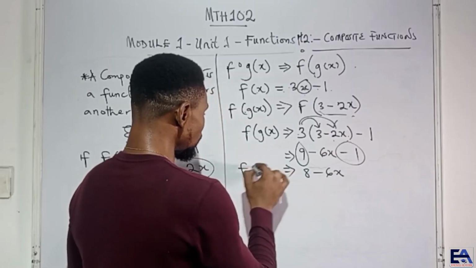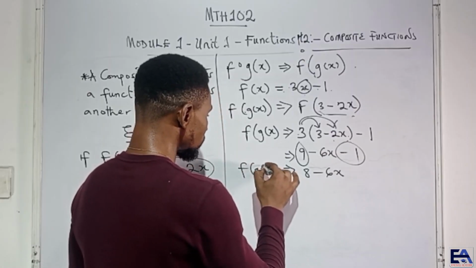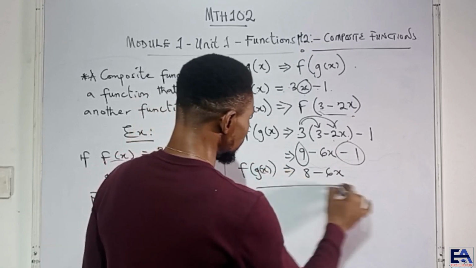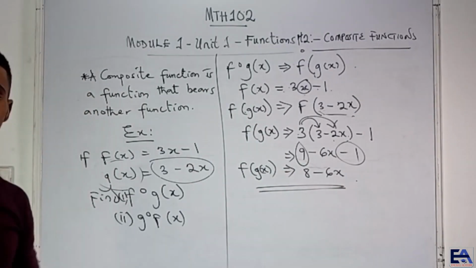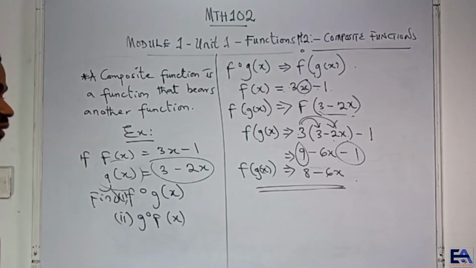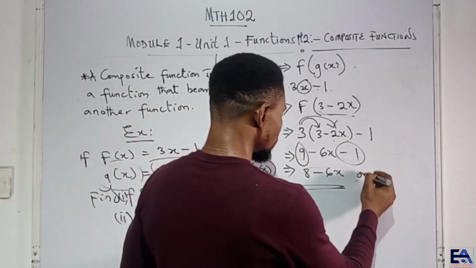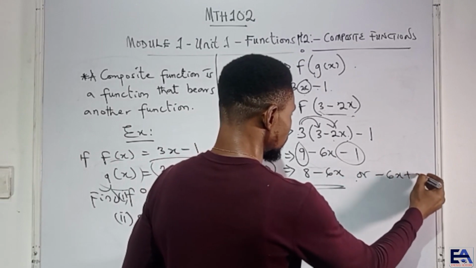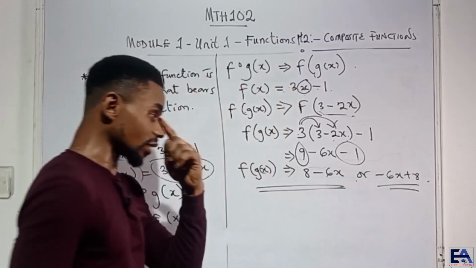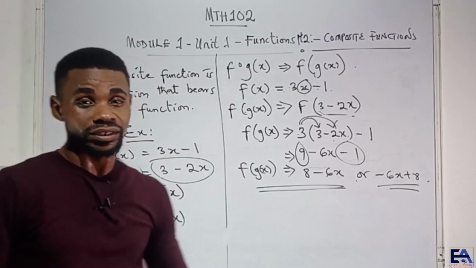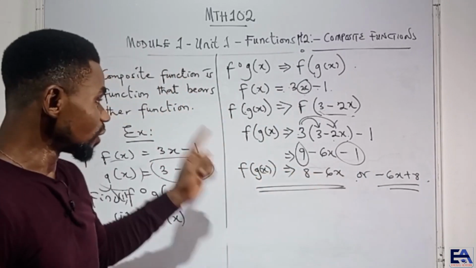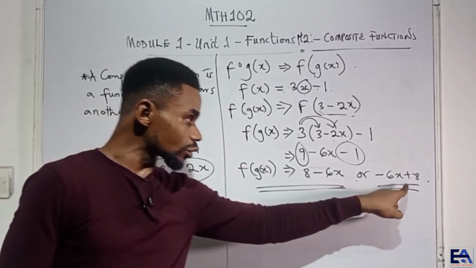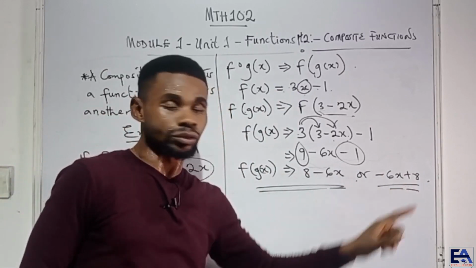Which means f of g of x is equal to 8 minus 6x. Simple. Or you can say minus 6x plus 8 is also the same thing. If you are solving this question in an exam and we have a multi-choice question, if the option doesn't come this way, it should come this way. But either of the two is correct.